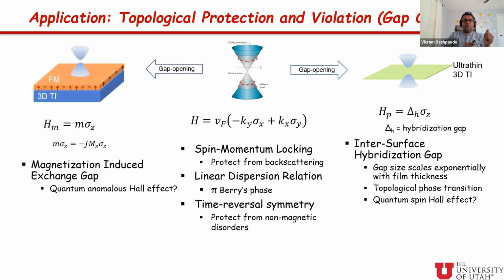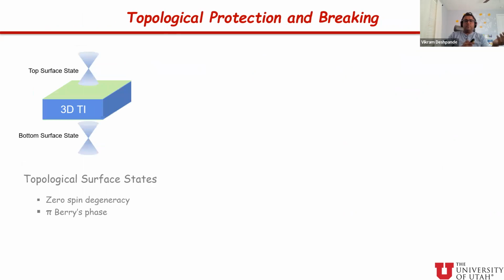There is also another mechanism of opening a gap, which is by putting a ferromagnetic insulator on one of these surfaces, and that's also something that I will address. Okay, so we started making these samples thinner.